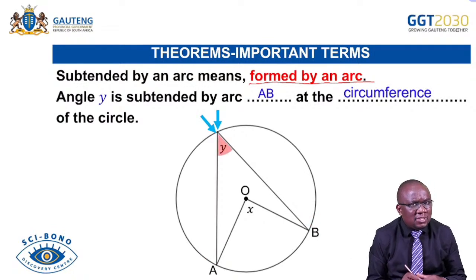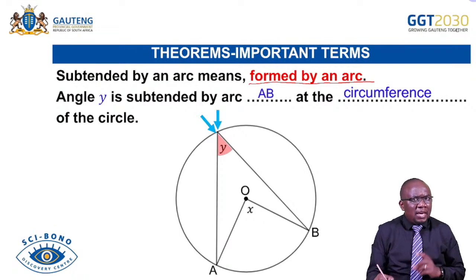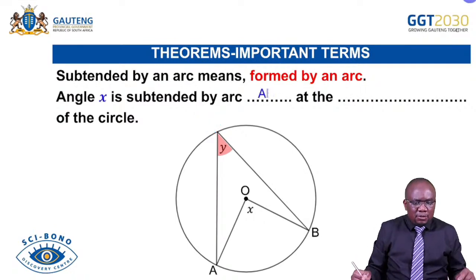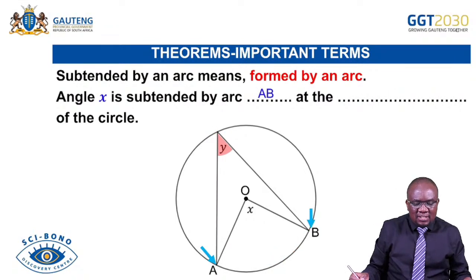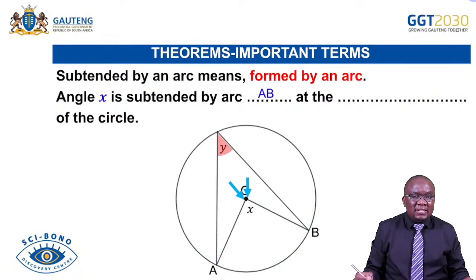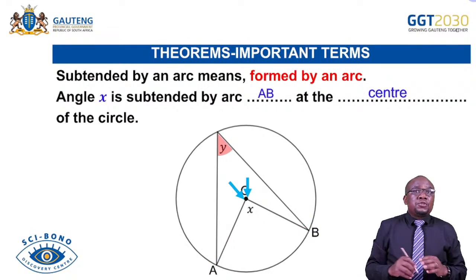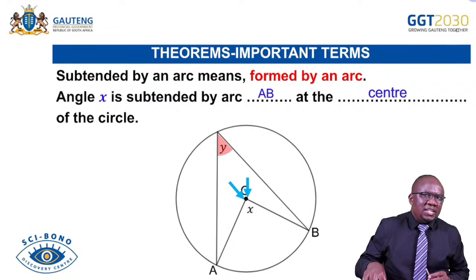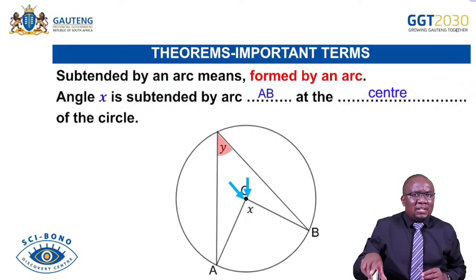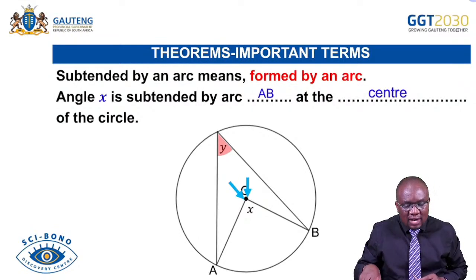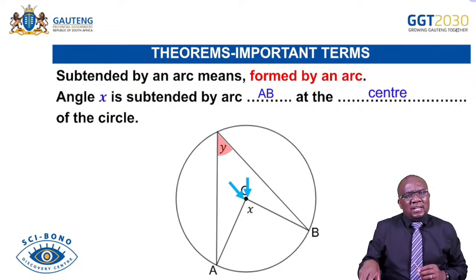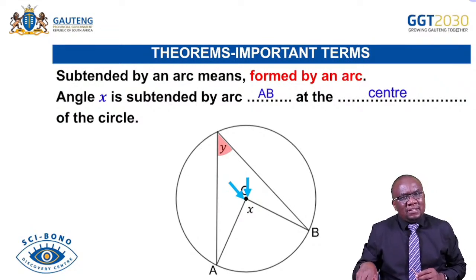Do we have another angle which is subtended by arc AB? Yes, we have. Which angle is that? X. But where is it subtended by arc AB? At the center. Again, you can put your fingers there on A and B, and then you move along the lines till you get to the center there. You find angle X. So we've got two angles now subtended by the same arc. The other angle is subtended by that arc at the circumference. The other angle is subtended by that arc at the center.